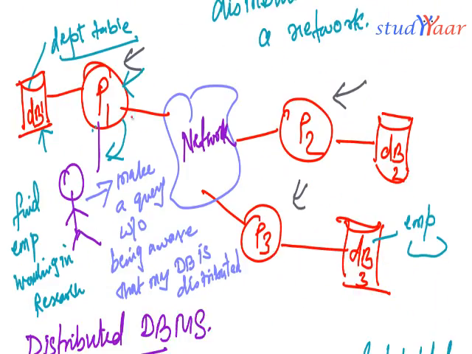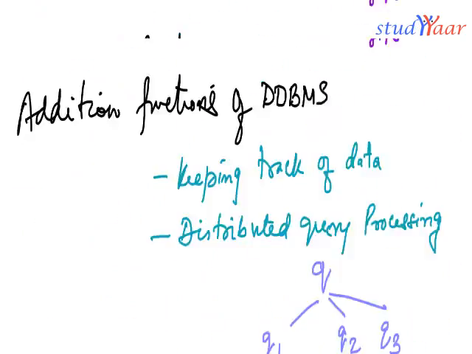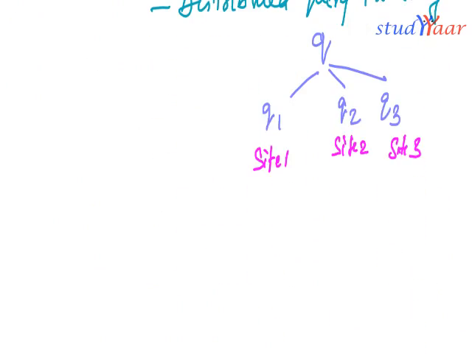Because I am querying at P1 regarding information from the department table, which is at P1, and the employee table, which is at P3, I have to create a subquery so that it can fetch results from P3 and then merge it with the results from P1, so that my final output can be displayed at P1 to the user. Okay, so that's the concept of distributed query processing.